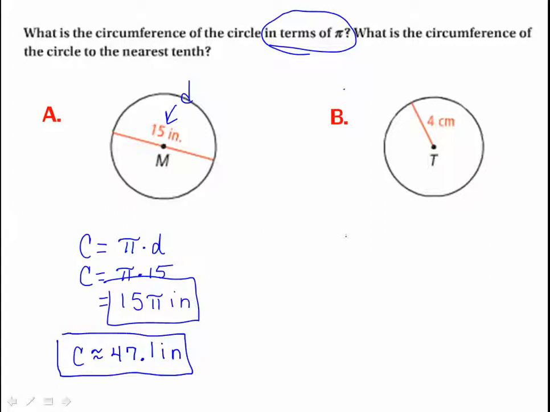Letter B, the circumference is again pi times diameter. Keep in mind the diameter of the circle is not 4. This is the radius. So the diameter is double that number, or 8. So the circumference is pi times 8, or 8 pi centimeters.